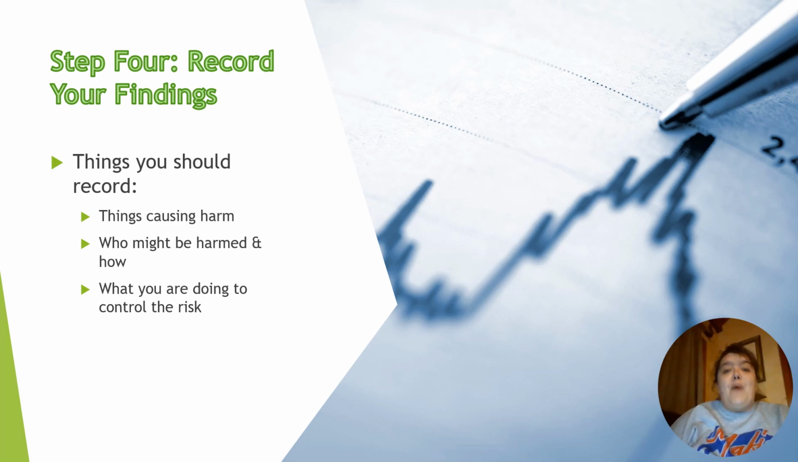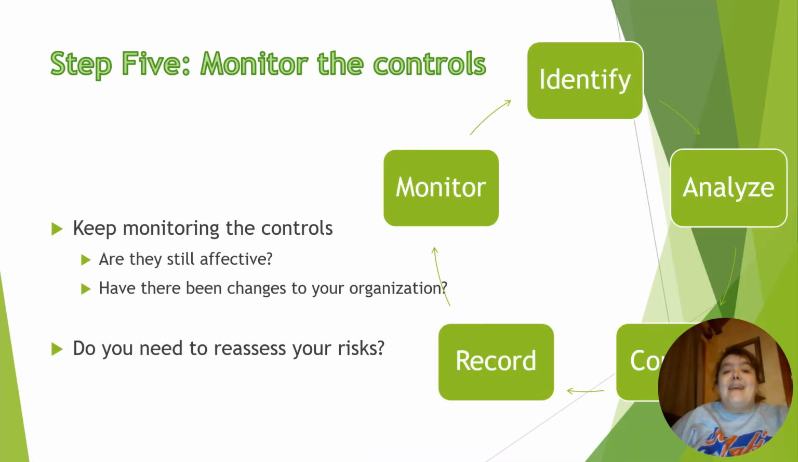After figuring out how you will control your risks, you can walk away, right? Wrong. It's time to record your findings. Things you need to record include hazards that are causing harm, who might be harmed, and how and what you are doing to control the risk. Lastly, you need to continue monitoring your controls.